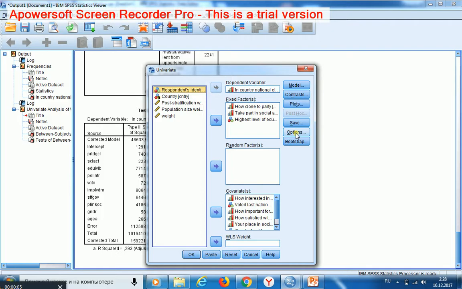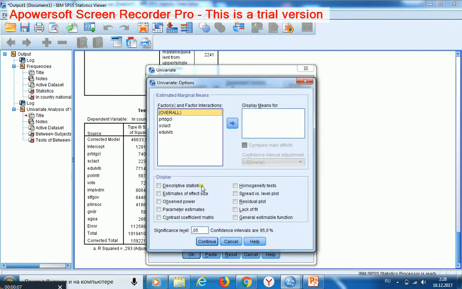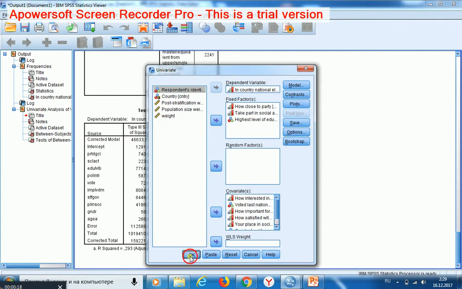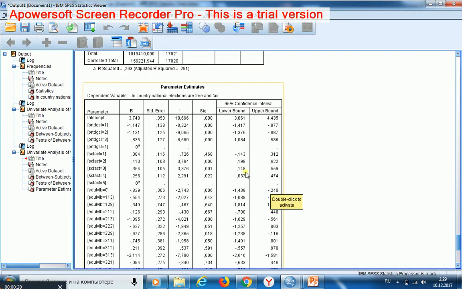Then I push button options and choose option parameter estimates. Continue. Okay. Now I have one more table. Its name is parameter estimates, and it is an analog of linear regression.